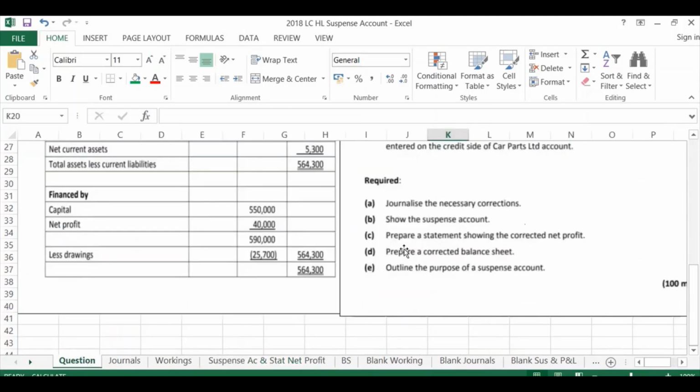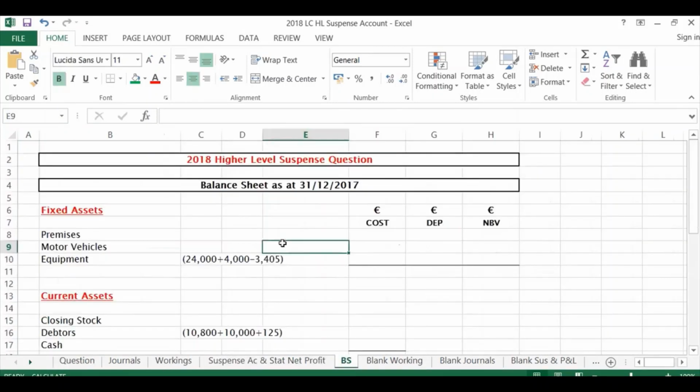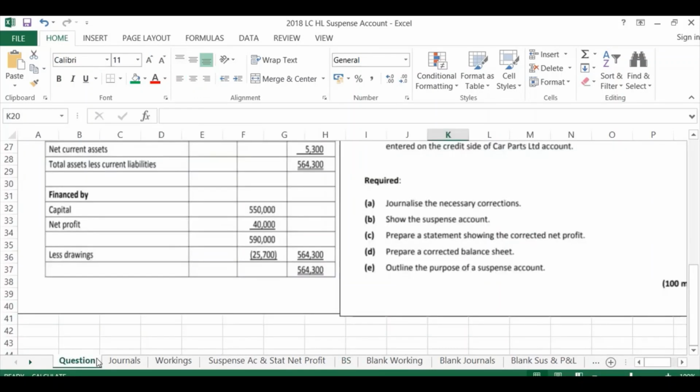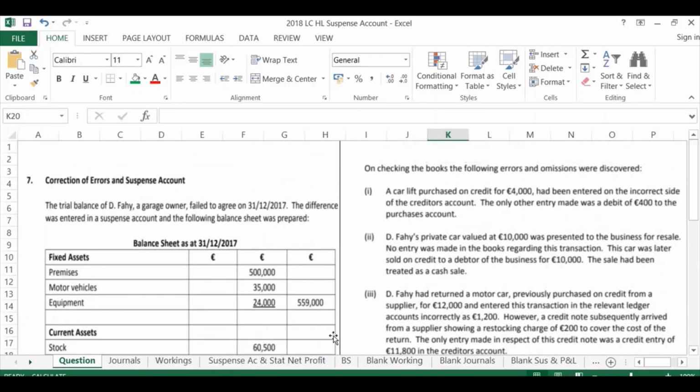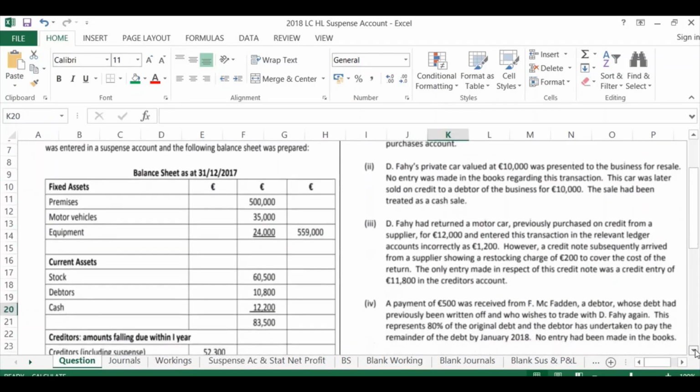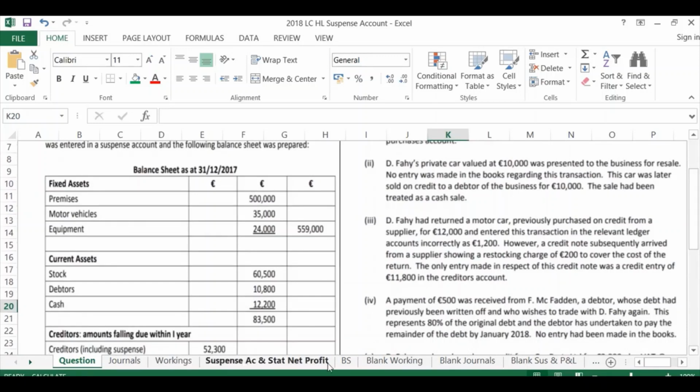And the last part, part D, says prepare a corrected balance sheet. Okay, so to do the corrected balance sheet, we're just going to start off with the balance sheet figures from the question, and then if there's any journals for those, we have to adjust those figures. So the first thing we're going to look at is premises. Now there's no change to premises from the original question. So premises in the original balance sheet were 500,000, and there was no journals changing that, so they're going to remain at 500,000.